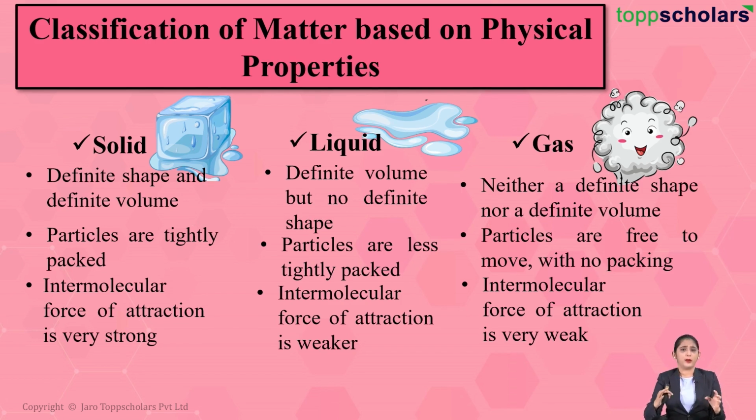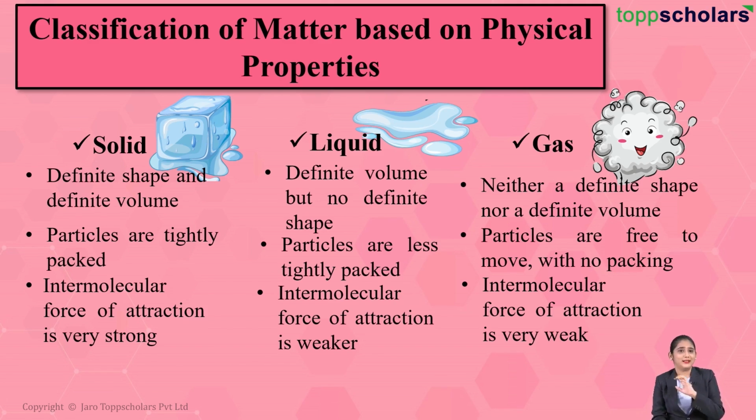What about liquids? We said that in liquids, the particles are less tightly packed, which means that there are some spaces in between, right? Which means that the intermolecular force of attraction is weak, right? And that is the reason why liquids do not have a definite shape. But what about gases? We said that gases neither have a definite shape nor a definite volume. And they are free to move here and there, right? That means particles of gas can easily move here and there. There is no packing. This is because the intermolecular force of attraction is very, very weak, right?